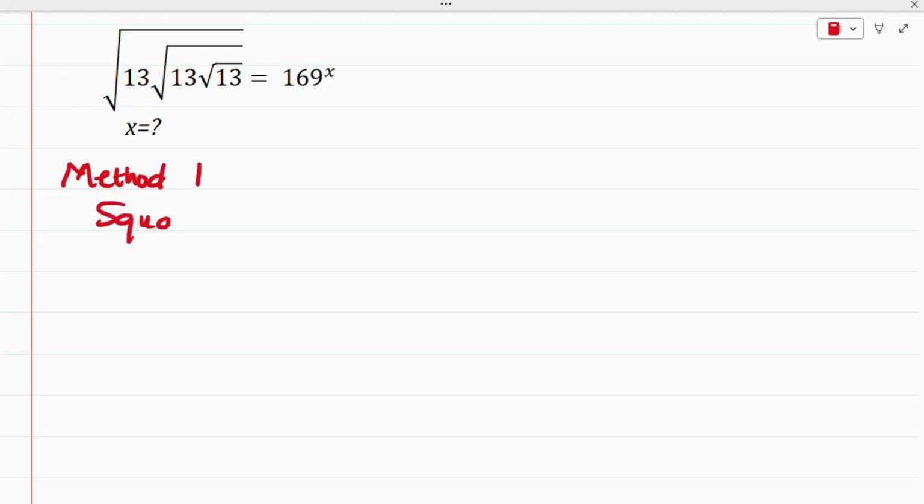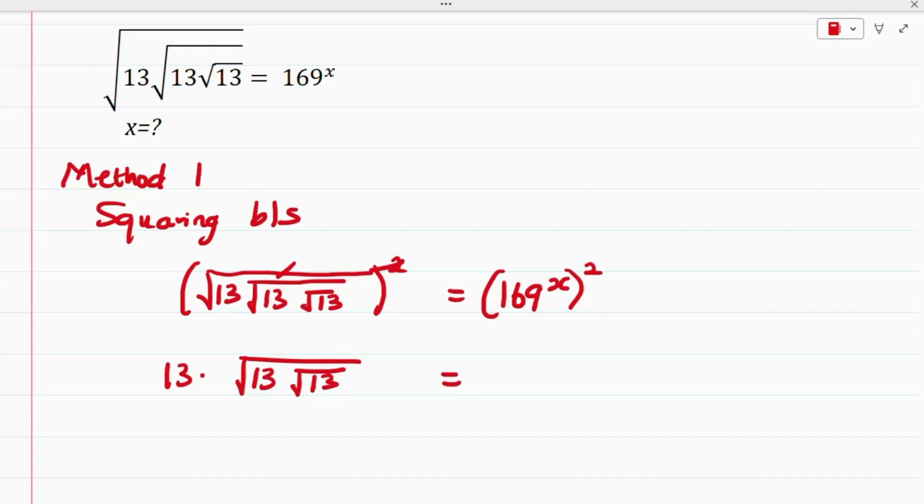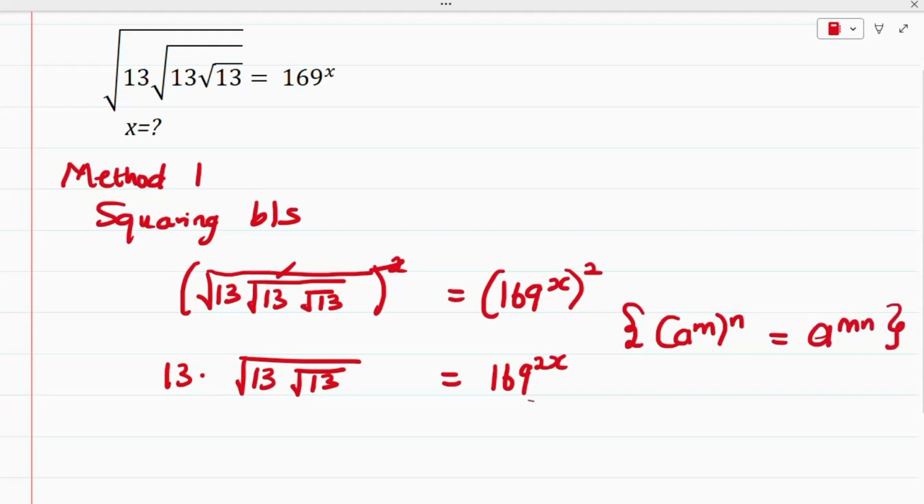The first thing we want to do is to square both sides. Squaring both sides, we have the square root of 13 multiplied by the square root of 13 multiplied by the square root of 13 is equal to 169 raised to the power of x. Squaring both sides, this cancels out this, so we have 13 multiplied by the root of 13 is equal to 169 raised to the power of 2x. This is gotten from the property that if we have a raised to the power of m, raised to the power of n, this is equal to a raised to the power of mn. If we apply this, we get this right here.